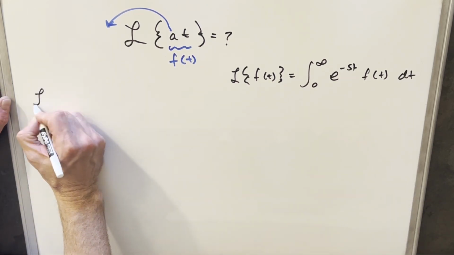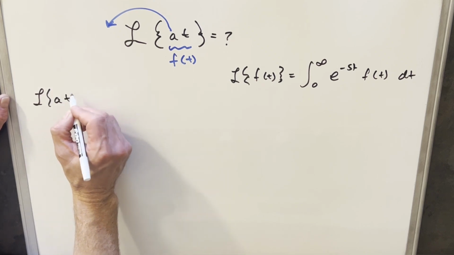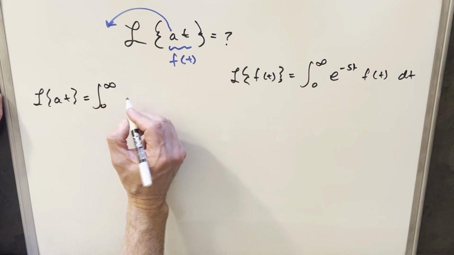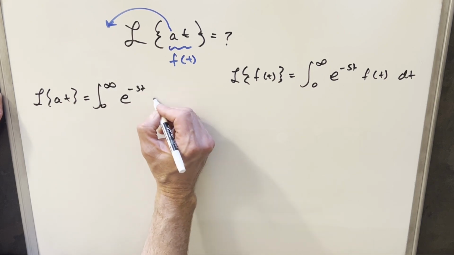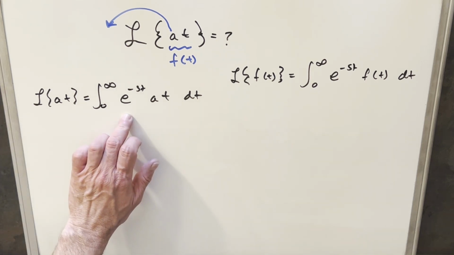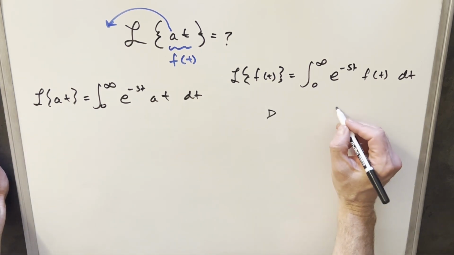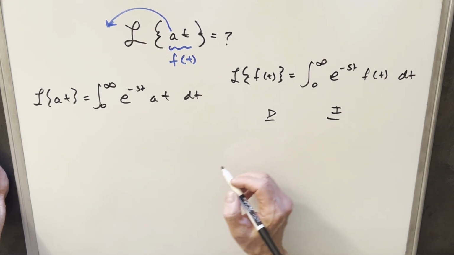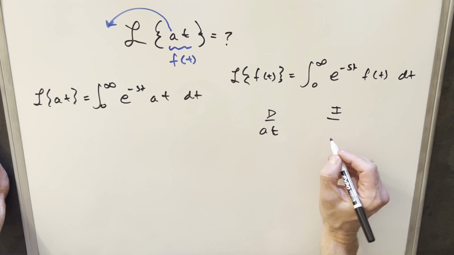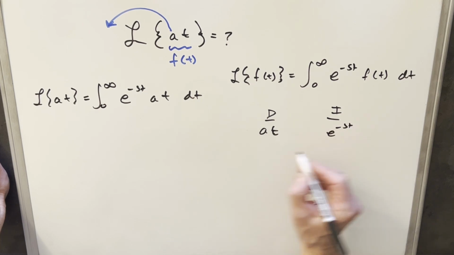So let's see, we're saying that the Laplace of at is going to be the same thing. Using the definition, we're going from 0 to infinity, e to the minus st, a times t dt. And we'll just go ahead and integrate this. I'm going to use integration by parts on this. We'll do the DI method or tabular integration. And what I'll do is I'll differentiate a times t and integrate e to the minus st.